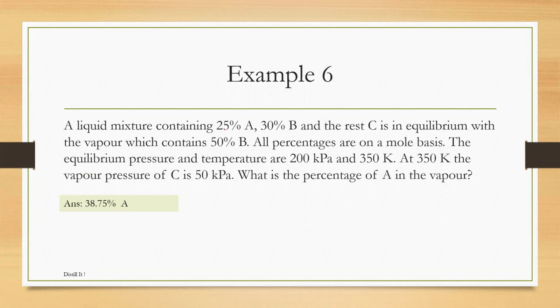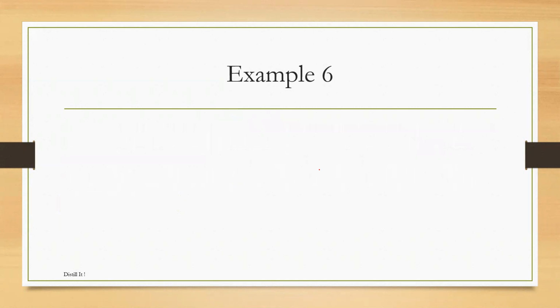A liquid mixture containing 25% A, 30% B, and rest C is in equilibrium with vapor, which contains 50% B. All percentages are on mole basis. The equilibrium pressure and temperature are 200 kilopascal and 350 Kelvin. At 350 Kelvin, the vapor pressure of C is 50 kilopascal. What is the percentage of A in vapor? So let's see how this problem is done.